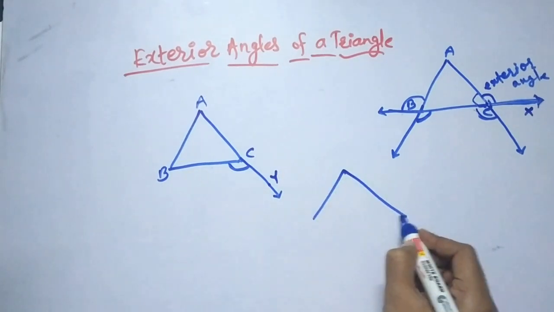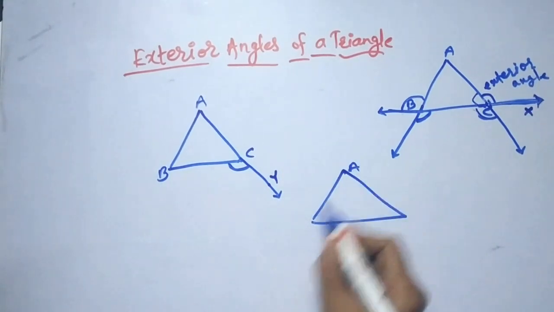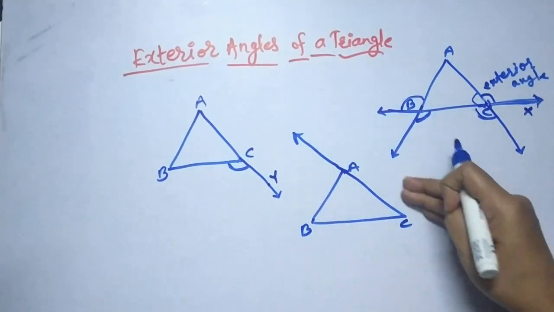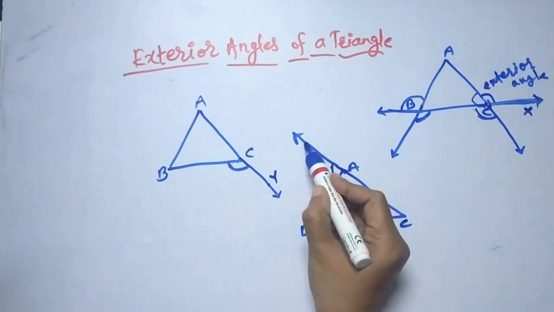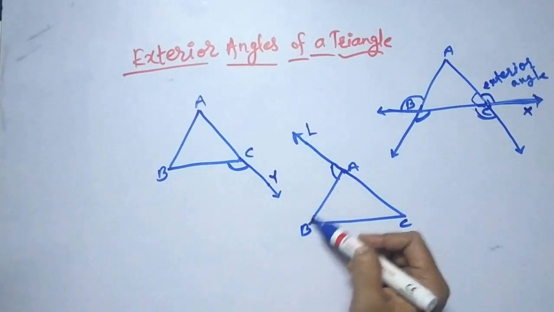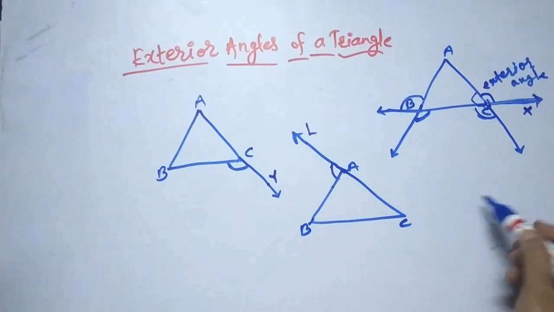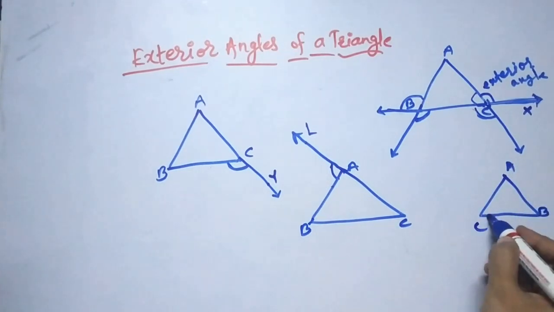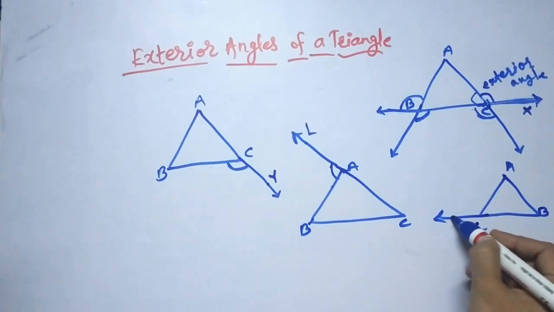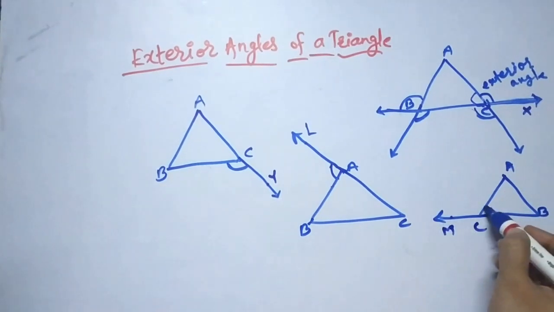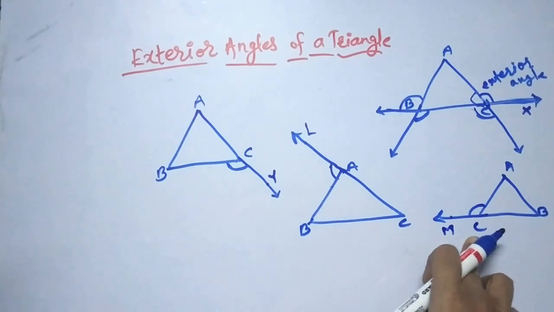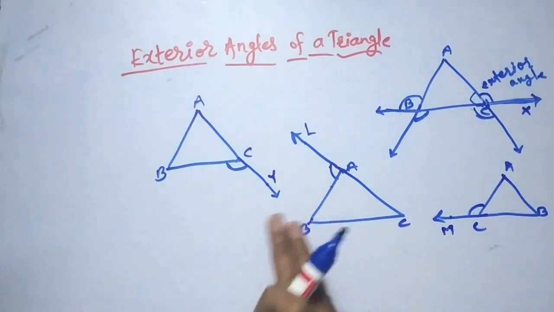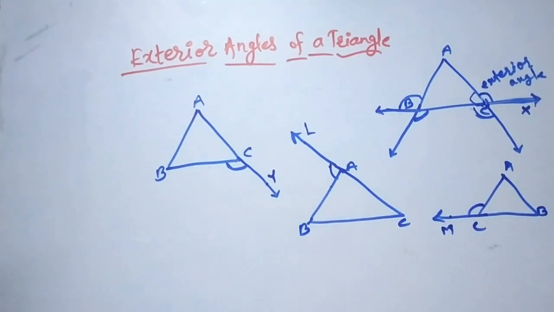Suppose ABC is one triangle and I am going to produce one side CA in this direction. So friends, here also suppose L is there. This BAL is also an exterior angle. Again we are having this triangle ABC and I am producing it in this way, and this is the point M on this ray. So this angle is also an exterior angle. So friends, likewise we are having exterior angles at A, at B, at C.